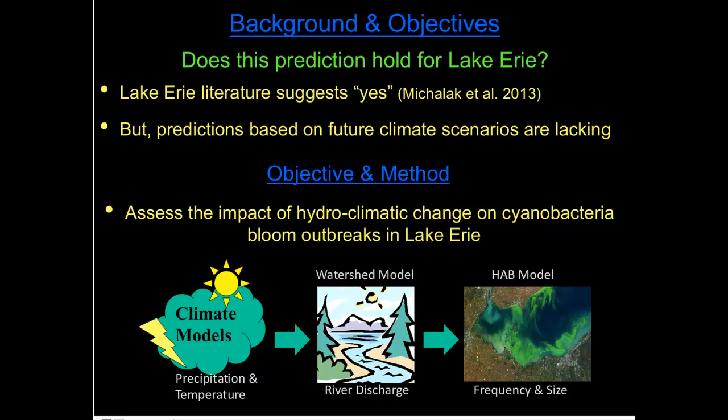So that leads to the objective and method of our study. The objective was to assess the impact of hydroclimatic change on cyanobacterial bloom outbreaks in Lake Erie. And the method I've outlined here very primitively with these three pictures.